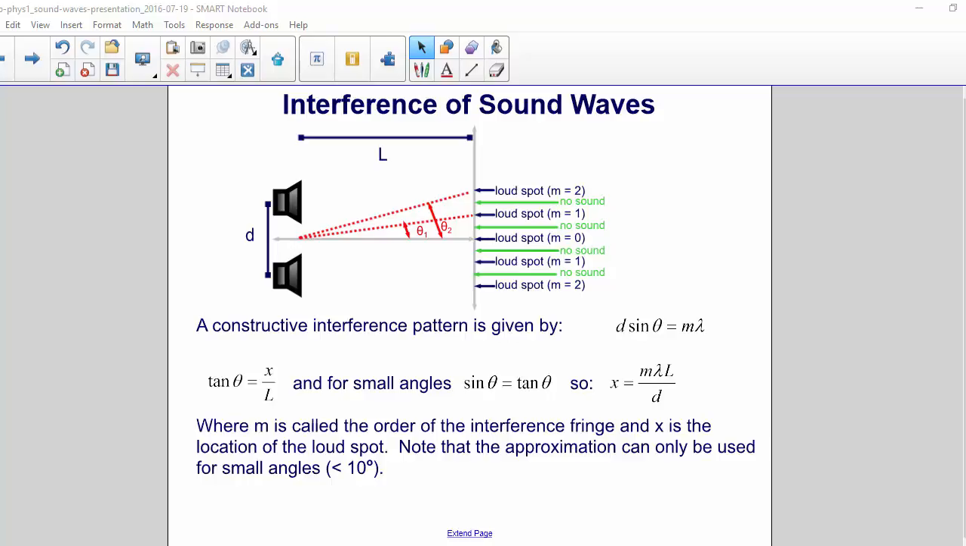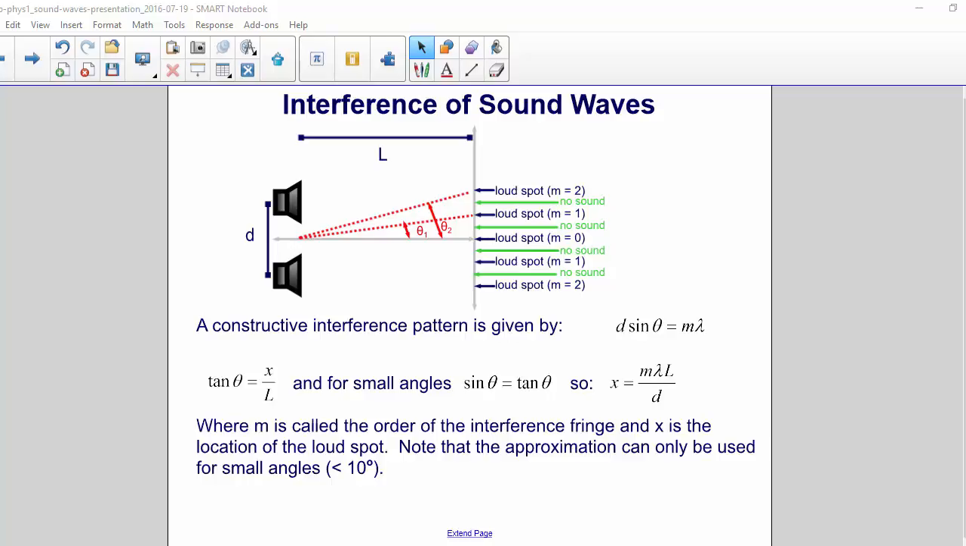Tan theta equals x over L, and for small angles, sine theta equals tan theta, so x is equal to m lambda L over d, where L is equal to the distance from the speakers to the wall. m is called the order of interference fringe, and x is the location of the loud spot.